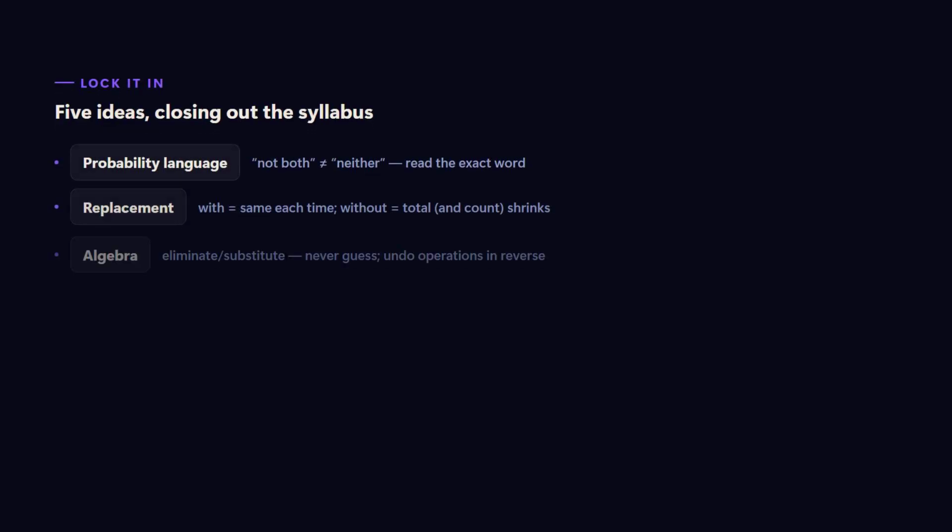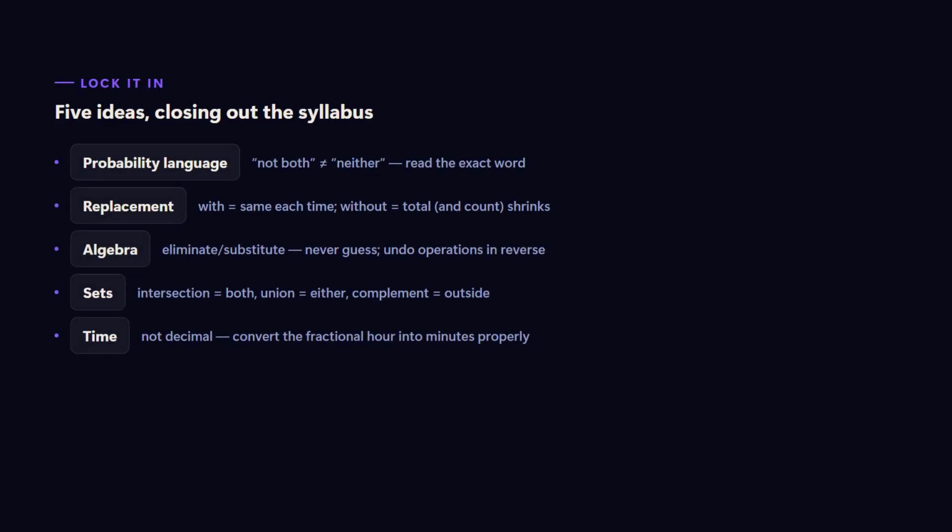So, 5 ideas, closing out this run through the syllabus. Not both and neither describe genuinely different events. Read the exact word. With replacement keeps every probability the same. Without replacement shrinks the total and sometimes the count on every draw. Simultaneous equations need elimination or substitution, and changing the subject means undoing operations in reverse order on the whole side every time. Set notation. Intersection is both, union is either, and the complement is everything outside, and time is not decimal. Convert the decimal part of an hour into minutes properly in both directions.